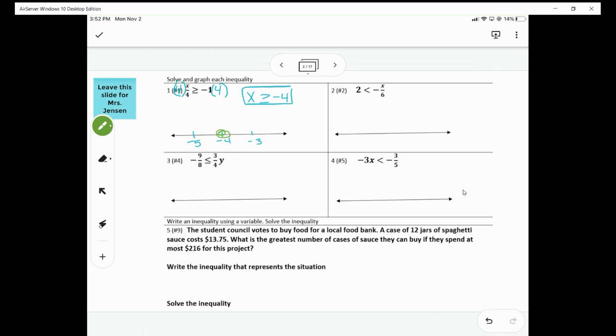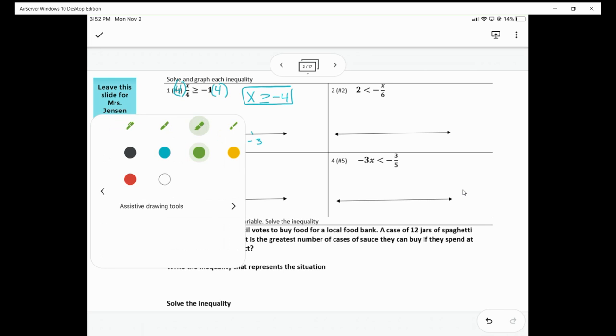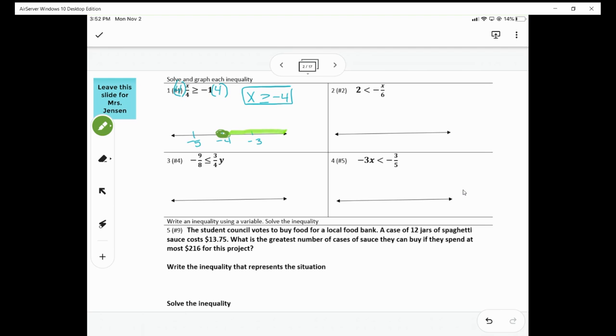-4 is included, so we'd want it to be a filled-in circle. And it's all values greater than, so we want to shade to the right.